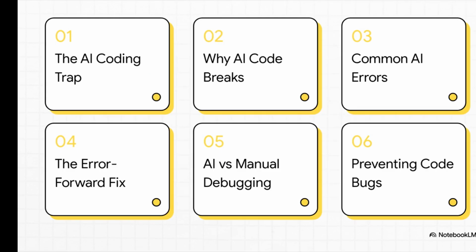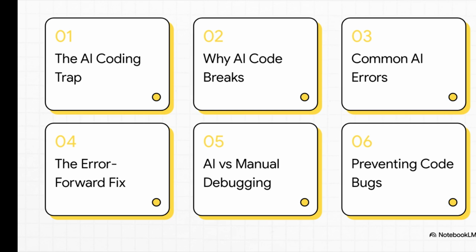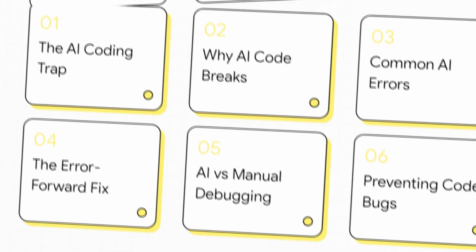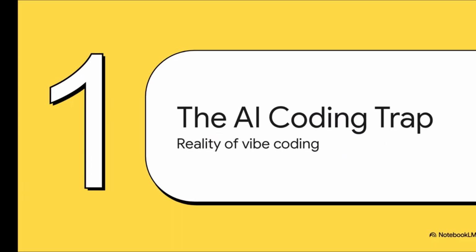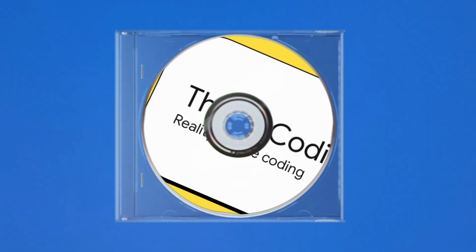To get you mastering this skill, here's our roadmap for today. We're hitting the AI coding trap, why AI code breaks, 5 common AI errors, the error-forward fix, AI versus manual debugging, and finally, preventing AI code bugs. Let's jump right in. Starting off with Section 1, the AI coding trap, or the reality of vibe coding.